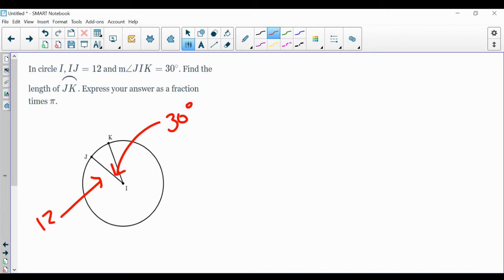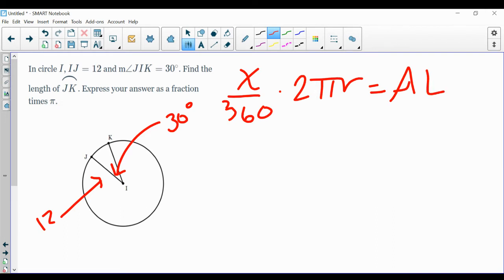All right, perfect. So the angle is 30 degrees. The radius is 12. Find the length of JK. Express your answer as a fraction, again, in terms of pi. So it's going to be angle over 360 times 2 pi radius equals arc length. So our angle is, I'm sorry, it's 30. 30 over 360 times 2 pi.